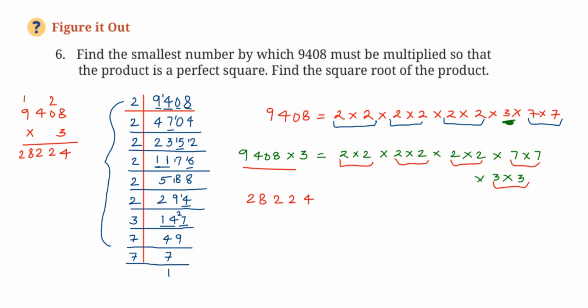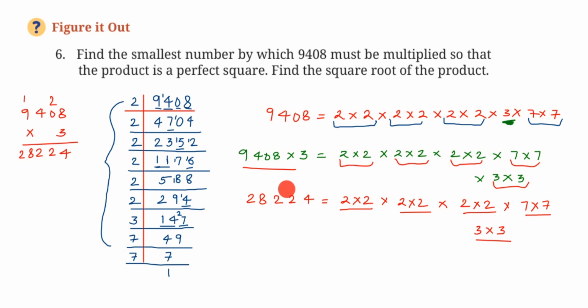And this is equal to, just rewriting again, 2 times 2. This is forming one pair. 2 times 2. We have one more pair of 2 here. One pair of 7. And one pair of 3. Now you can see that the prime factors of this number are in pairs, right? And when you multiply this number by 3, we get 28,224. So this is the perfect square number.